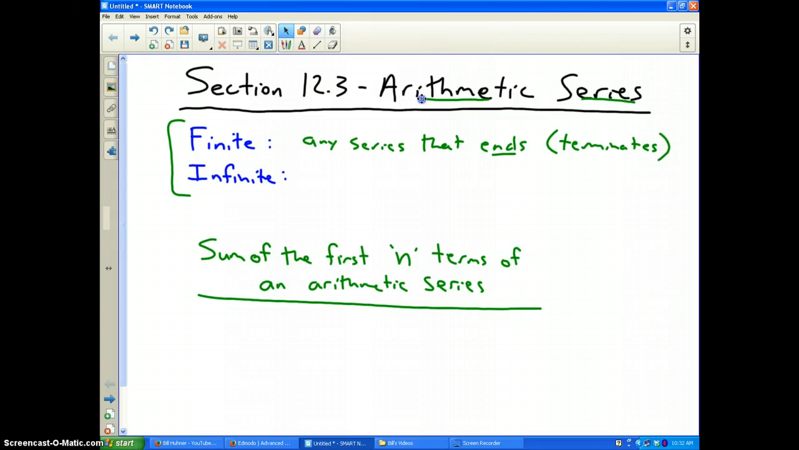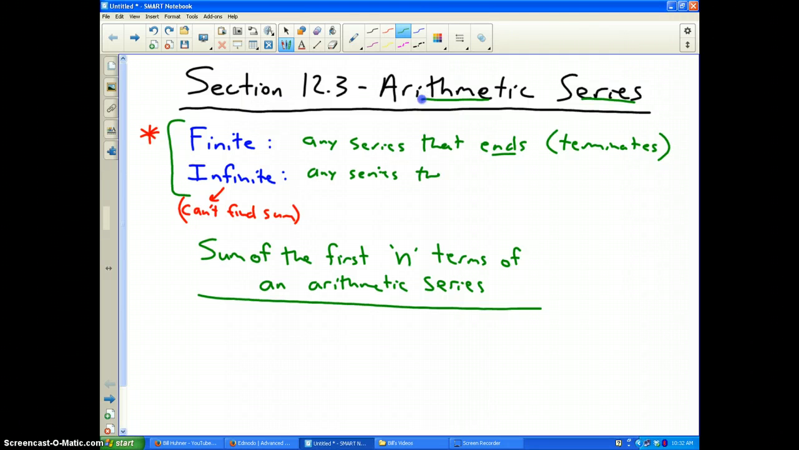You can find the sum of a finite series. You can't find the sum of an infinite series, because infinite, most of you know, would be any series that goes on forever. Obviously, since it doesn't end, you can't find the sum. Where does it end?